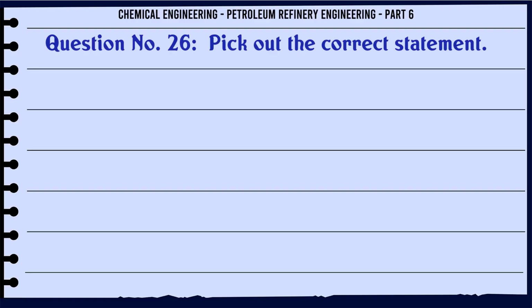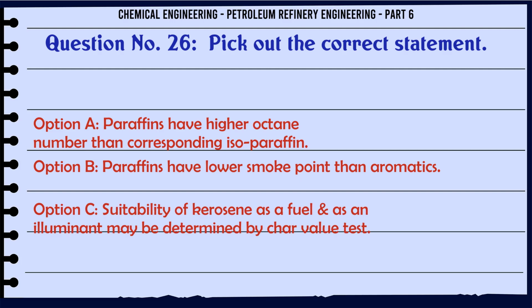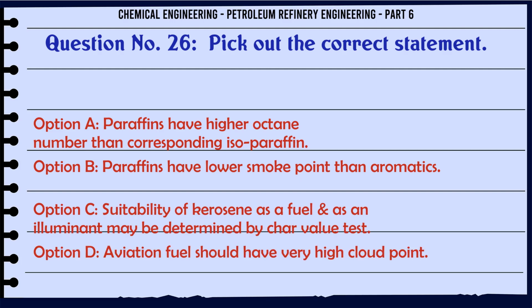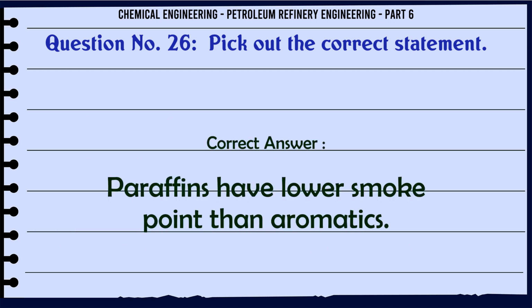Pick out the correct statement. A. Paraffins have higher octane number than corresponding isoparaffin. B. Paraffins have lower smoke point than aromatics. C. Suitability of kerosene as a fuel as an illuminant may be determined by char value test. D. Aviation fuel should have very high cloud point. The correct answer is paraffins have lower smoke point than aromatics.